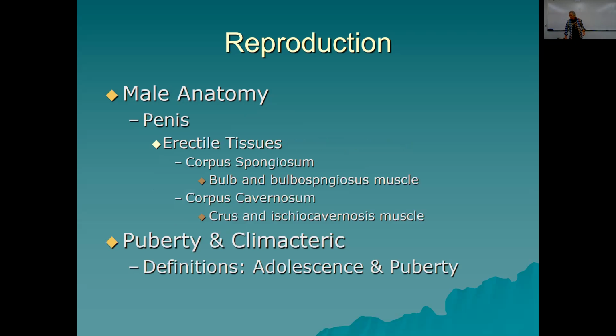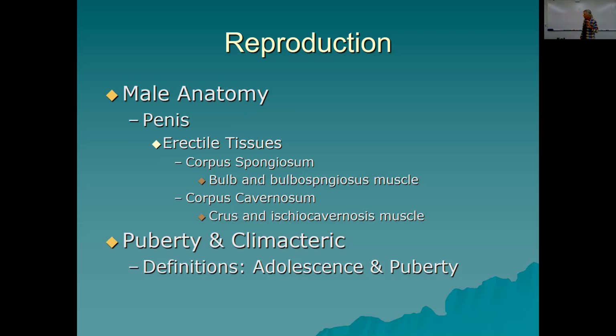Okay, the penis, remember, has erectile tissues. So do females. We're going to get to that. But there's one called the corpus spongiosum, and the base of the penis there is called the bulb, and it's surrounded by the bulbospongiosus muscle, which is misspelled on the slide. Anyway, and then there's the corpus cavernosum. The base of it has two pointy parts. The base of the penis is called the crus, and it's surrounded by the ischiocavernosus muscle. And these muscles squeeze the penis during ejaculation and help to expel semen during ejaculation.